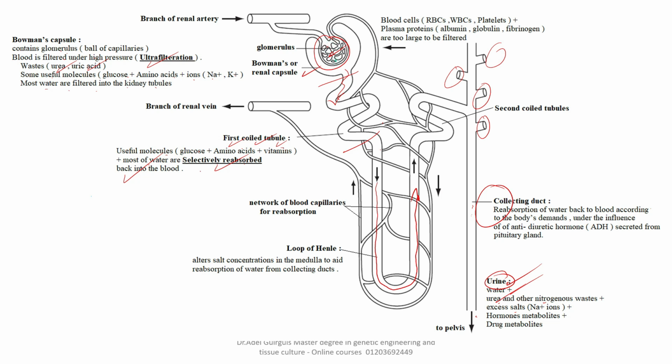What about here in this part? In this part, the glomerulus, most of the blood plasma and small molecules are filtered, while blood cells like red cells, white cells, and platelets, plus plasma proteins, albumin, globulin, and fibrinogen, are too large to be filtered, so they pass directly into the blood flow, into venous blood.